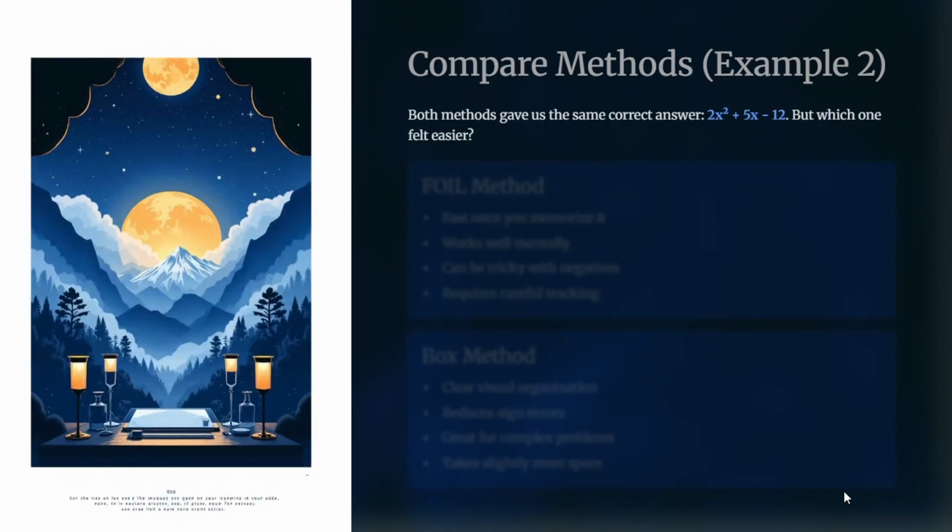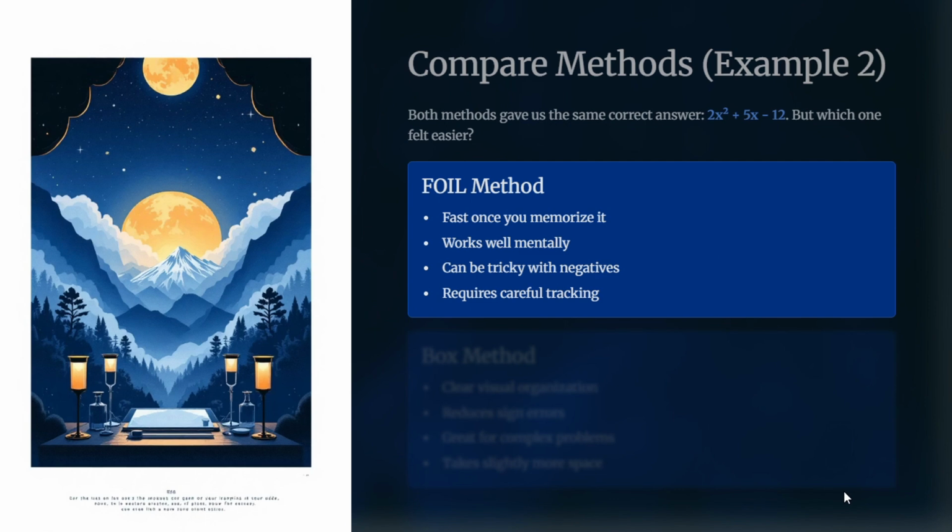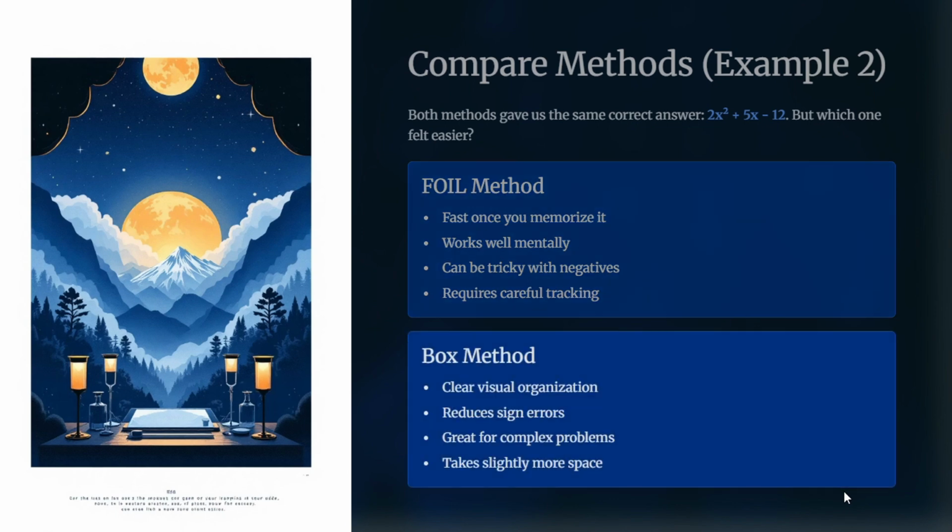So comparing both methods, the FOIL method is fast once you memorize it. It works well mentally, but it can be tricky with negatives and it requires careful tracking. Whereas the box method provides a clear visual organization. It reduces sign errors, and it is great for complex problems, but it takes slightly more space.